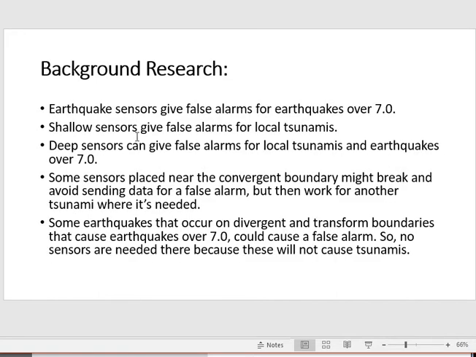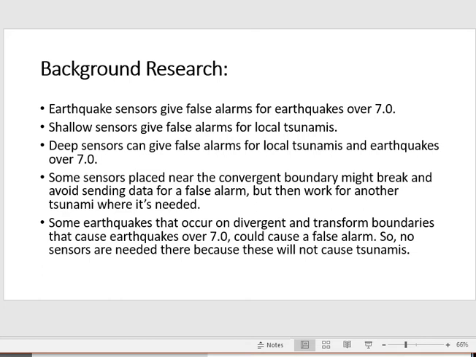You could say things like, earthquake sensors give false alarms for earthquakes over 7.0. Shallow sensors give false alarms for local tsunamis. Some sensors placed near convergent boundaries might break and avoid sending data for false alarms. And another thing could be something about earthquakes on divergent and transform boundaries that cause earthquakes over 7.0 could cause false alarms. So no sensors are needed there because those aren't going to cause tsunamis.